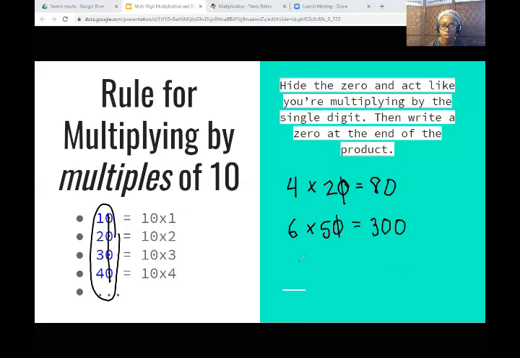One more. Let's do 12 times 80. Let's hide the 0 and do 12 times 8. 12 times 8 is 96. And then we put the 0 at the end. So 12 times 80 is 960.